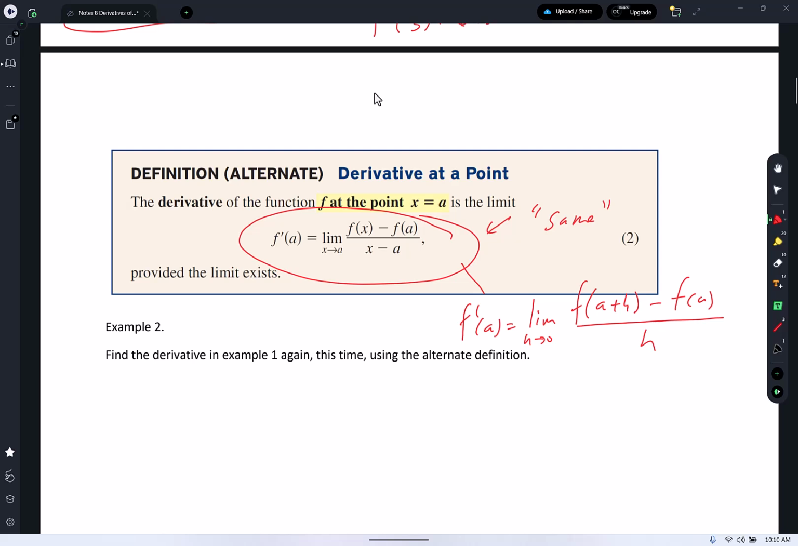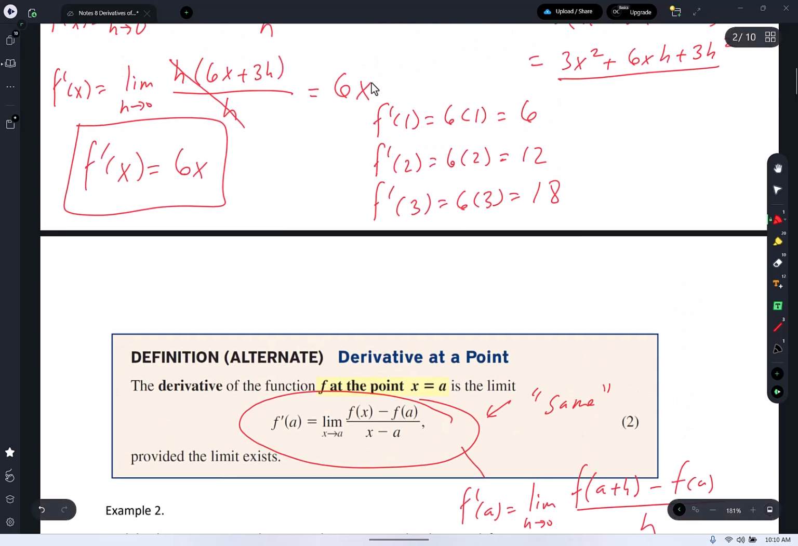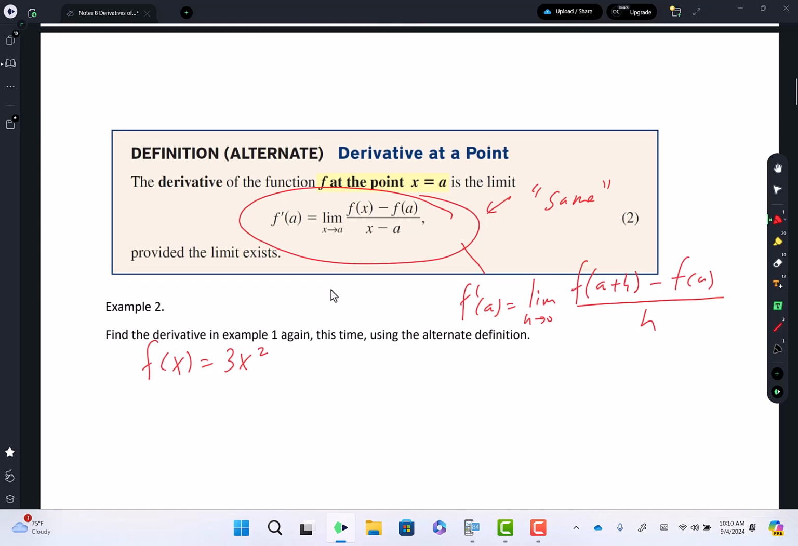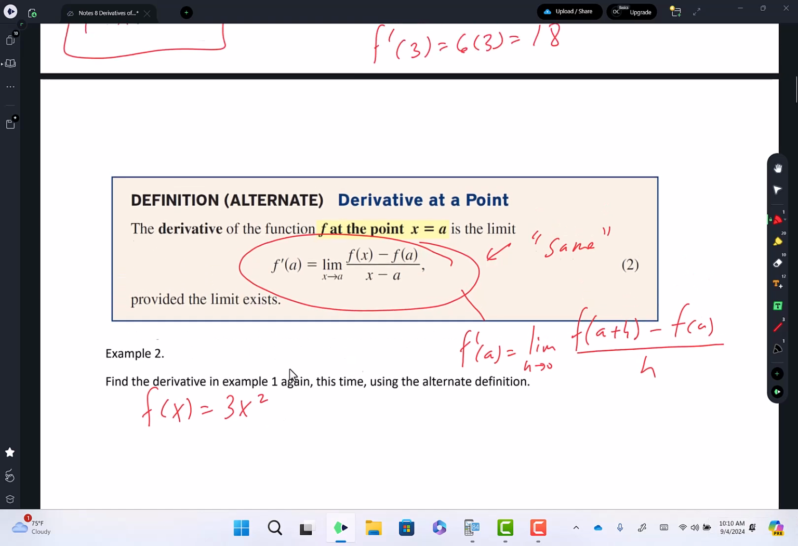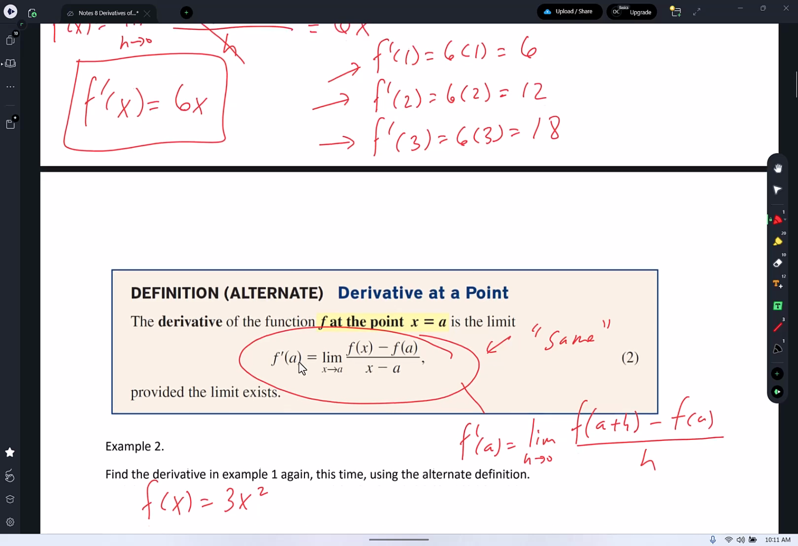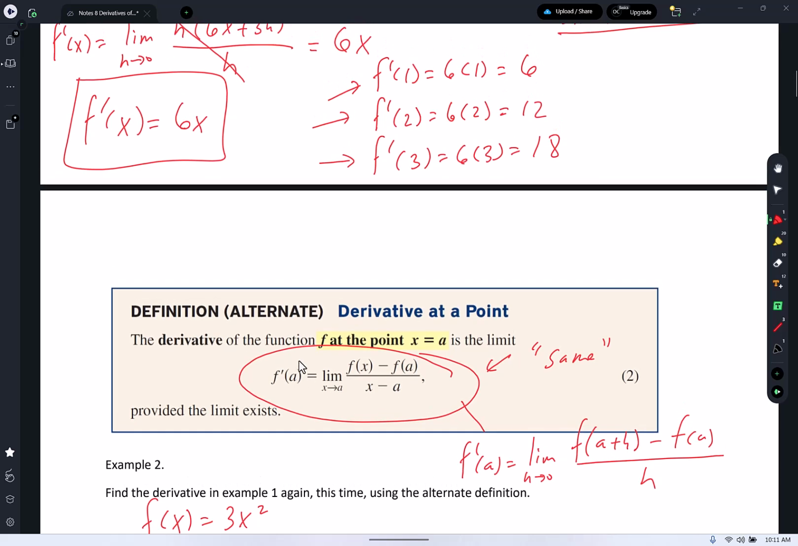So it says find the derivative in example 1 again, this time using the alternate definition. So I know what my f of x is. F of x equals 3x squared. That's what it was. See? F of x is 3x squared. And I'm not going to do all of them, 1, 2, and 3. Choose one. Which one do you guys want me to focus on? F prime of 1, F prime of 2, or F prime of 3? 2? Okay. 2 or 3? Doesn't matter. Sorry. 2? Okay.